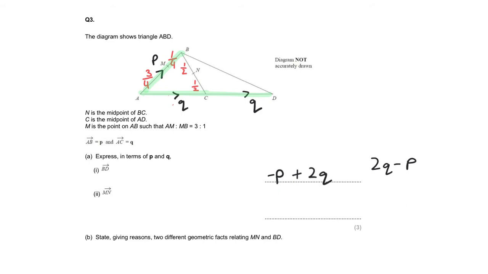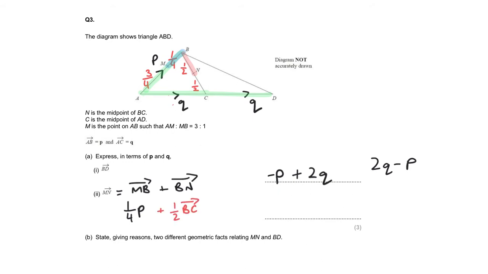Okay, MN. Where is M? Here, and I need to get to N. So, M to B is a quarter P. So MN I can do by going MB plus BN. MB is a quarter P. We already know that. Now we want to go BN. Now BN is a half BC, isn't it? Plus a half of BC.